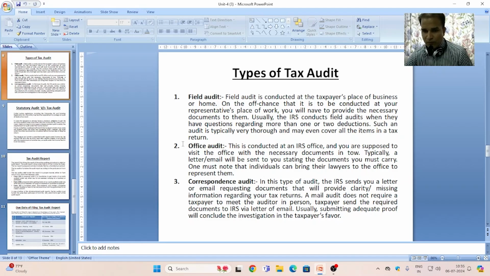Second is office audit. This is conducted at an IRS office, and you are supposed to visit the office with the necessary documents. Typically, a letter or email is sent from the side of the IRS to the SSC, stating that the documents should be carried by the SSC for audit purposes to the IRS office.